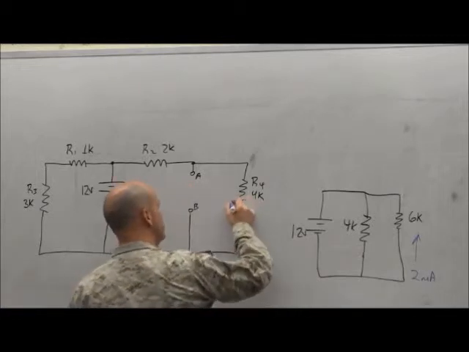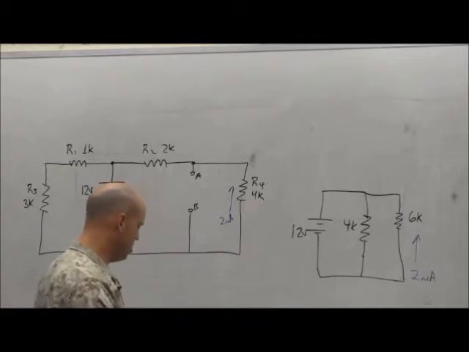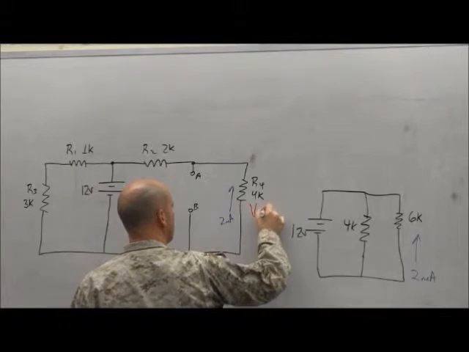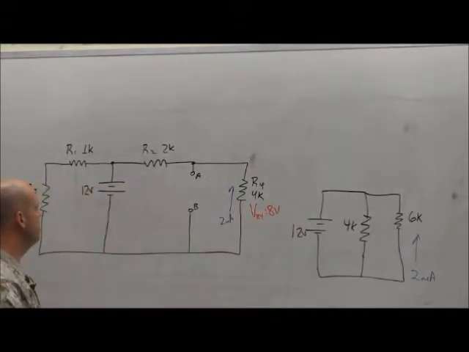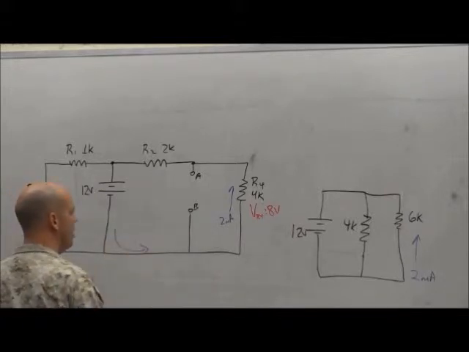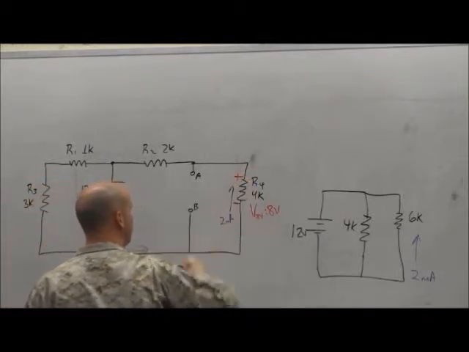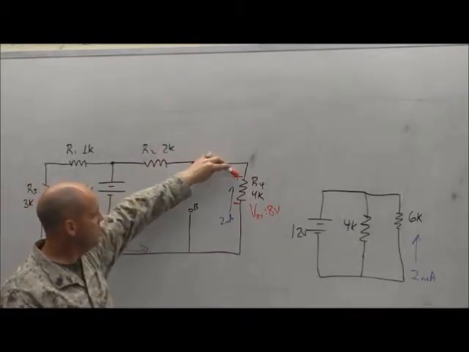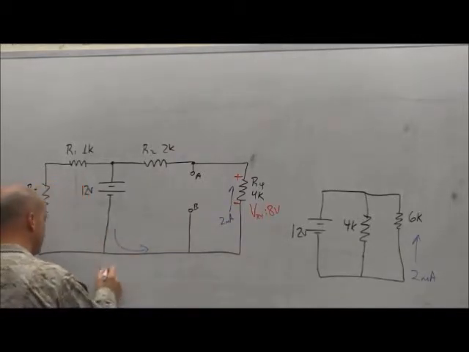So I've got 2 milliamps going across R4. What voltage drop does that give me for R4? 8 volts. And lastly, what's the polarity? Which way is current going? Current is going up, right? It's going that way. So I've got negative and positive. Let's go A to B. A, positive, 8 volts, B. So what's my voltage Thevenin? 8 volts.